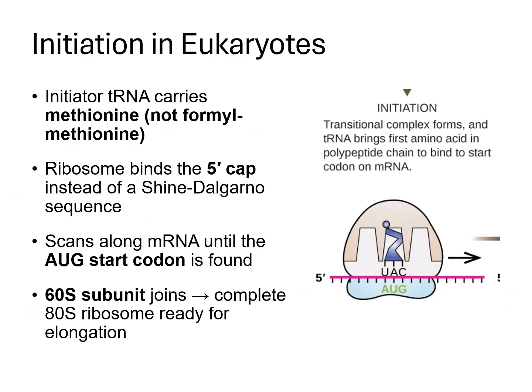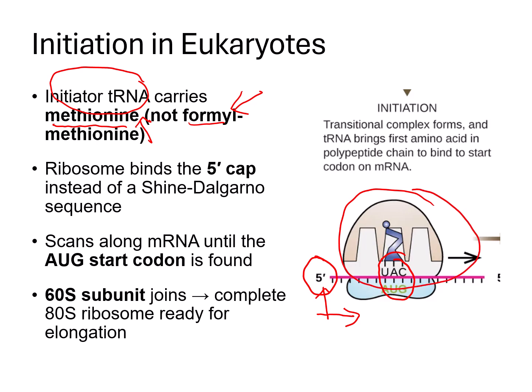Before we jump into elongation in prokaryotes, though, let's pause and look at eukaryotes. How does initiation differ in eukaryotes? There are a few key differences. So first is that initiator tRNA carries regular methionine, not formyl methionine. So that was in bacteria. We'll see regular methionine in eukaryotes. Also, there's no Shine-Dalgarno sequence in eukaryotes. So instead, the ribosome is going to bind to that 5' cap. Remember that 5' G cap. Then it's going to scan along the messenger RNA until it finds that AUG start codon. Then when the large subunit joins, the ribosome forms that 80S complex and we're ready for elongation.